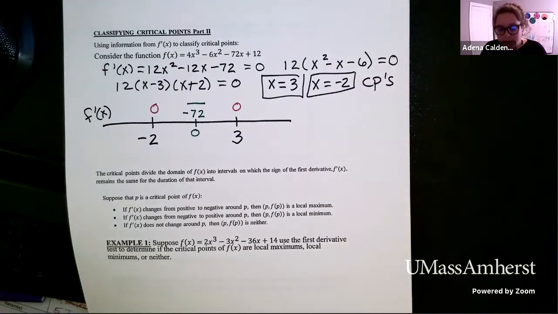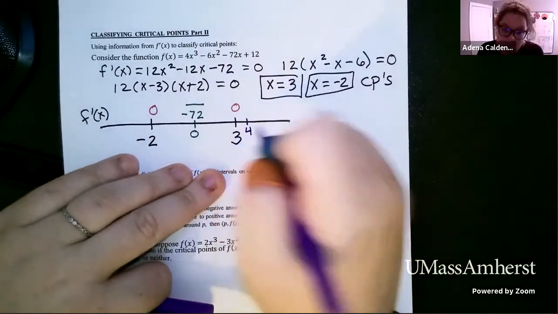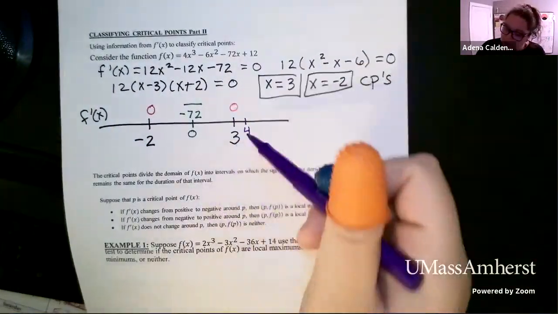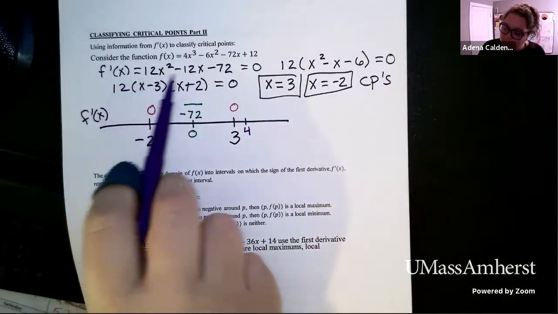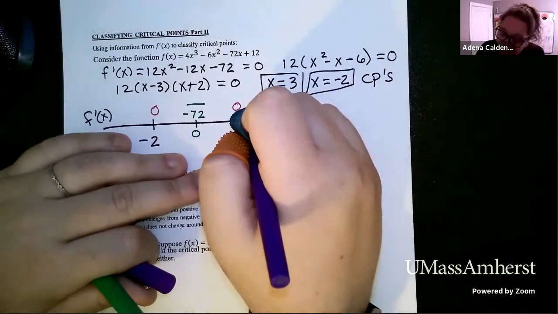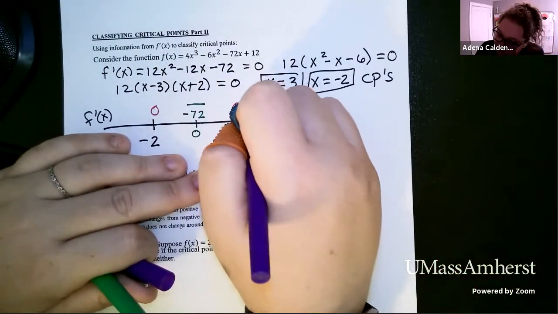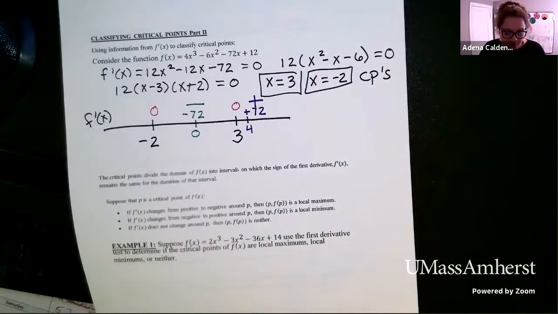Now I'm going to also test something that's greater than 3. So again, I'm going to pick a value that's easy to work with. I'm just going to pick 4. And we're going to plug 4 into the derivative function here, right? And so when you do that, you are going to get positive 72. So that's a positive value.